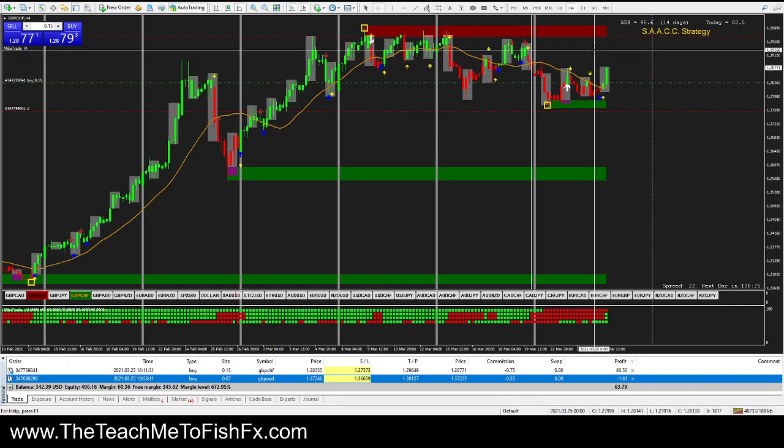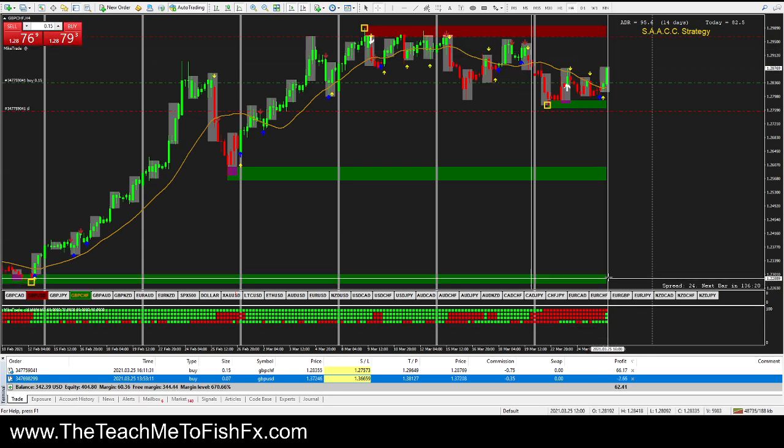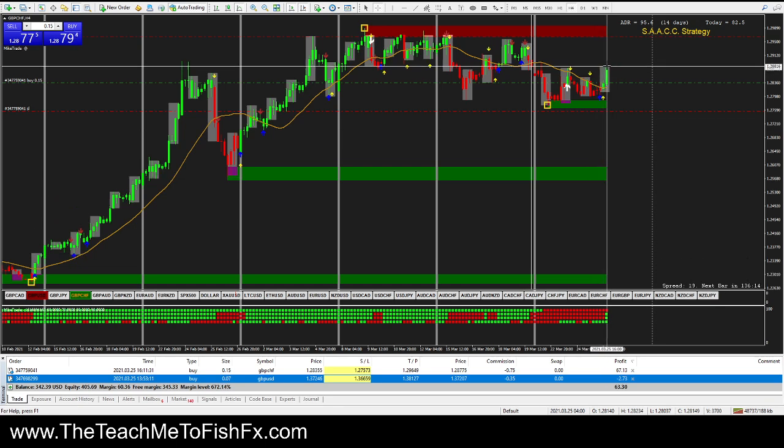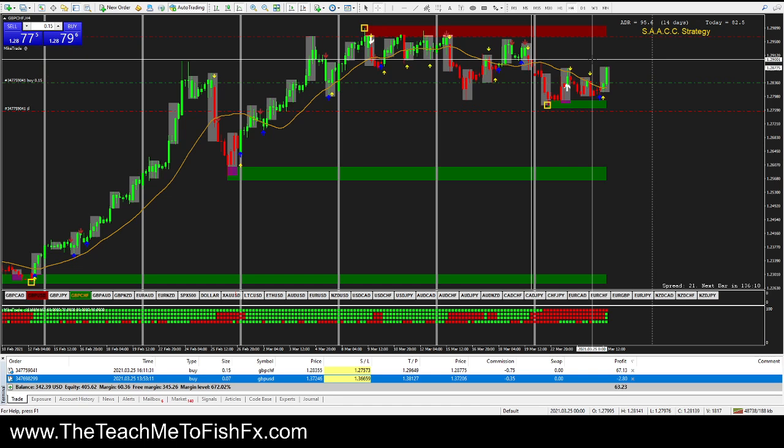I decided to get in, but it's best to get in once you get a color changing candle that has 3 of the 4 squares down here the same color as that candle. That works the best.